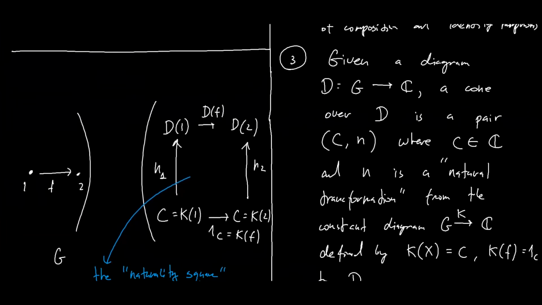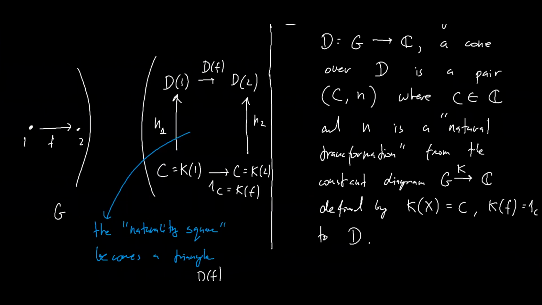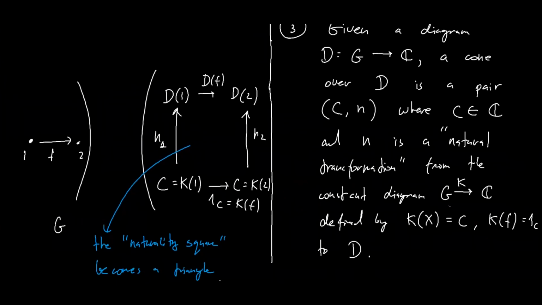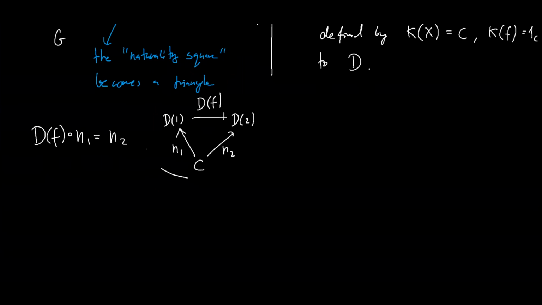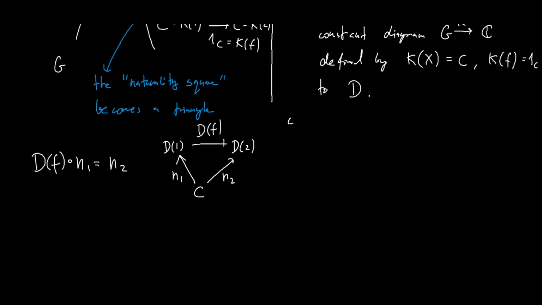And so a cone will then be a natural transformation from a constant functor, a constant diagram, to my given diagram. So then it will really look like a cone, because of these two objects being the same, then the square becomes a triangle. So that's how it starts to look like a cone. And then the universal cone.